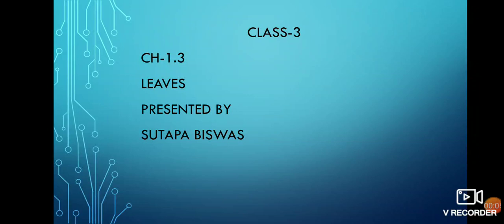This is chapter 1.3, Leaves, of class 3. First part. Children, I am Sutapa Biswas, your science teacher. Today I will explain to you about leaves. So listen carefully.